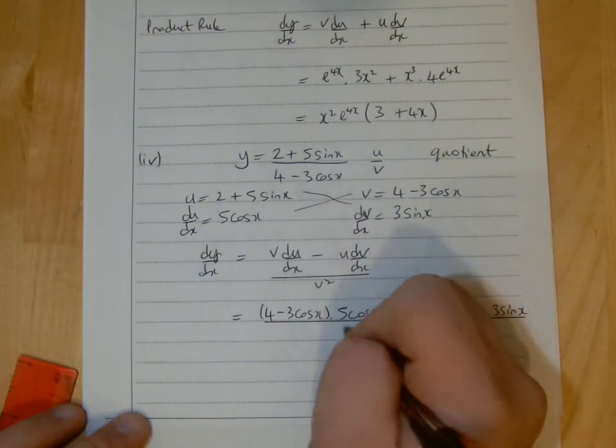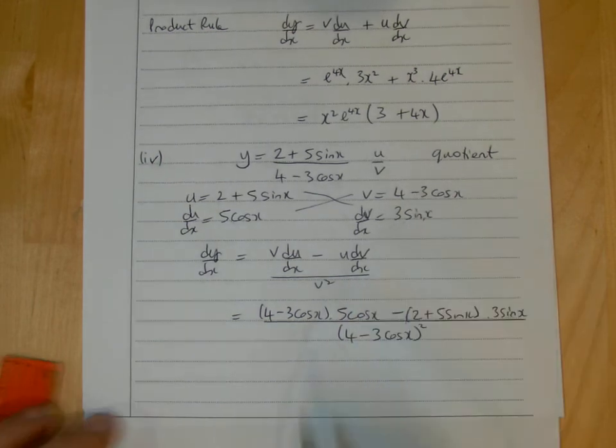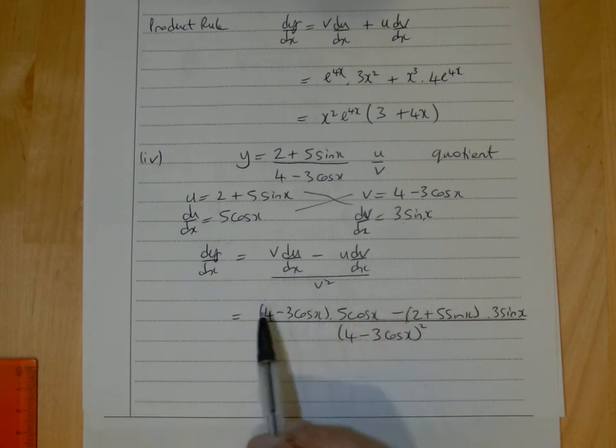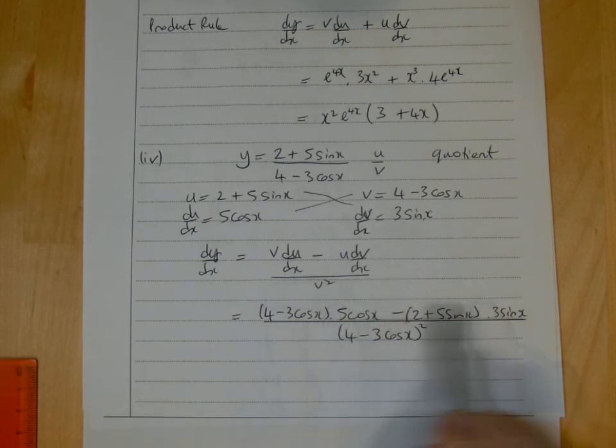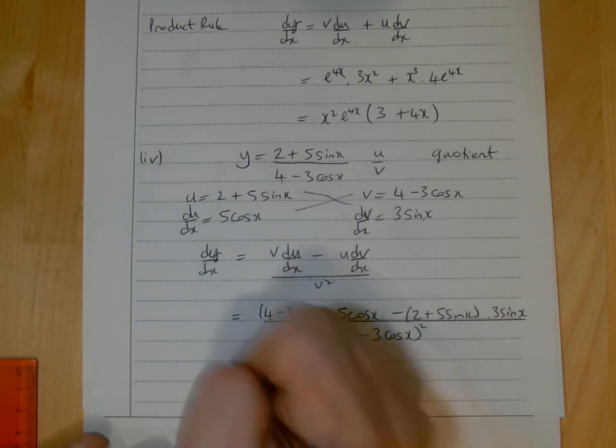So your v squared is going to be, well, there's your v, so you've got to square that. Square the whole thing, so put it in a bracket. Now, when it comes to these quotient questions, you always got to try and simplify the top, but leave the bottom untouched. Don't do anything with that bottom, leave it as a bracket there.